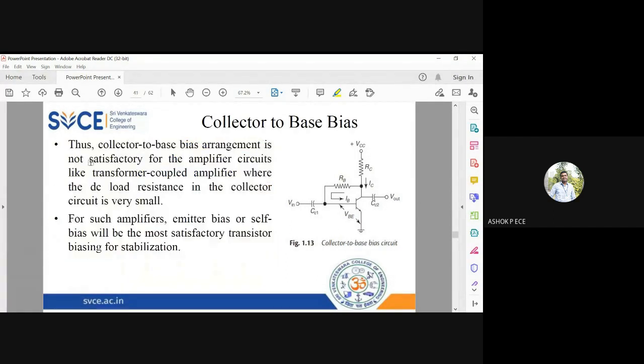This collector to base bias arrangement is not entirely satisfactory for amplifier circuits because when you reduce the value of RB, the base terminal might have a larger value of IB. So the base terminal might be in danger of accepting very high current. That is one drawback in the circuit. Our condition for better stability is that RC should be large and RB should be small, right? If RB is small, then the base current will start increasing, which might damage your circuit. That is the only drawback.